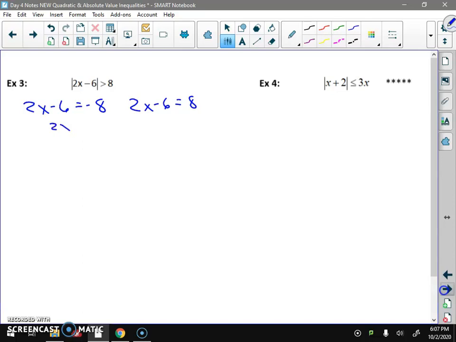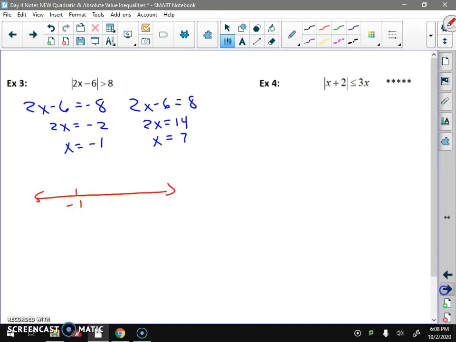Add 6. 2x equals -2. X equals -1. Add 6. 2x equals 14. Divide by 2. X equals 7. I found my partitions. I'm going to red.